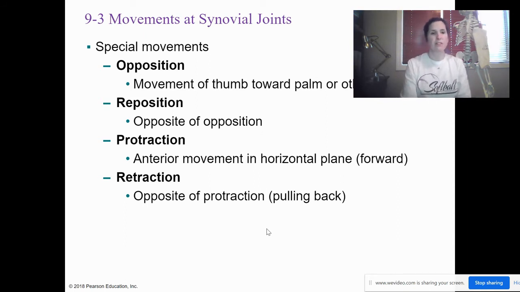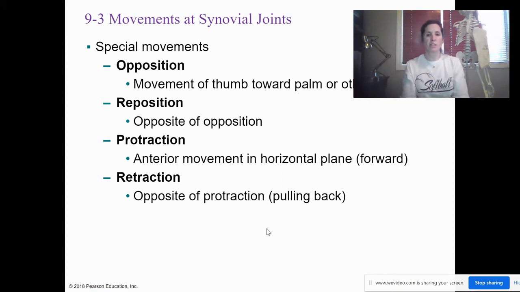Lots of movements, everybody, and I know I'm going fast. There's special movements. So opposition, very cool thing humans can do. We have an opposing thumb that makes us a human. That's a big deal. That's opposition, just even going like this. A lot of other living things don't have the opposable thumb. Reposition, so that's the opposite of opposition. Here's opposition, reposition, going back.